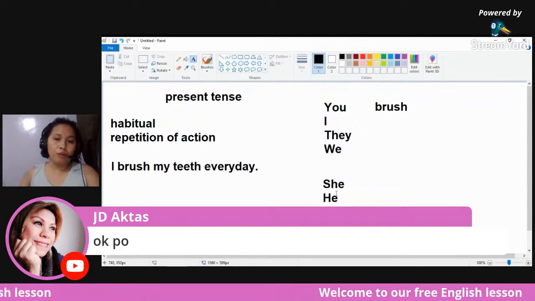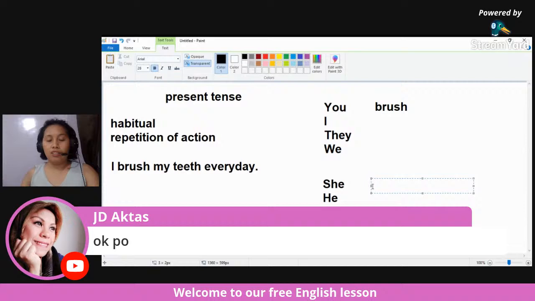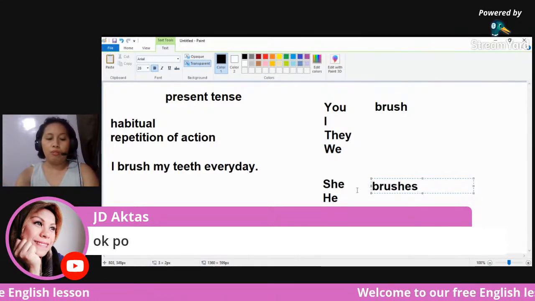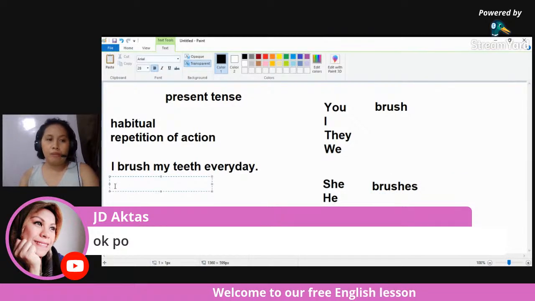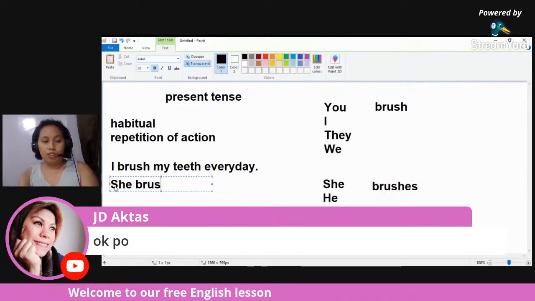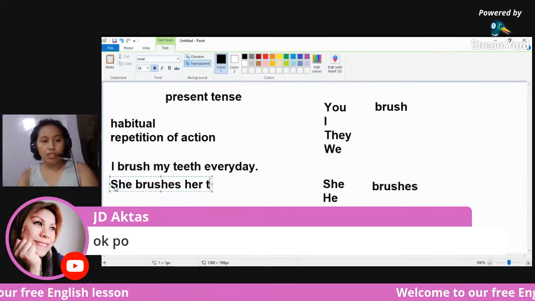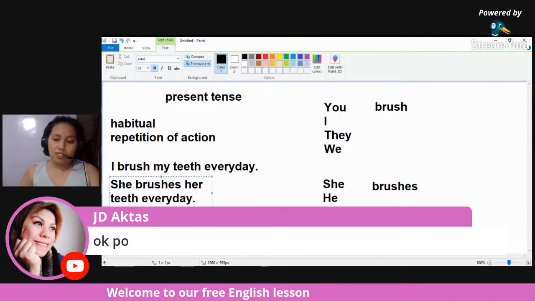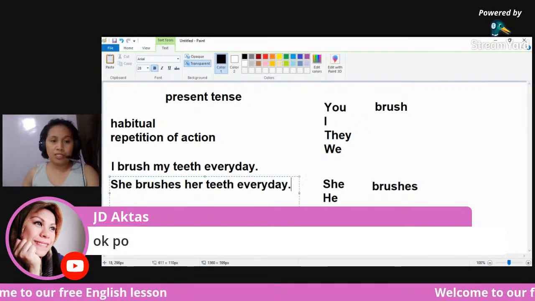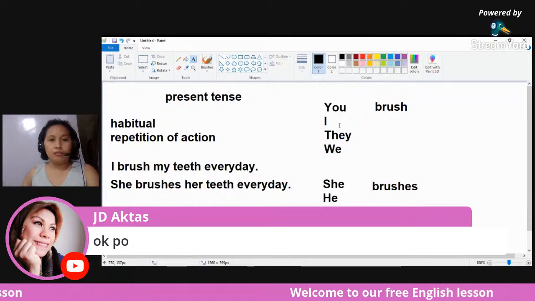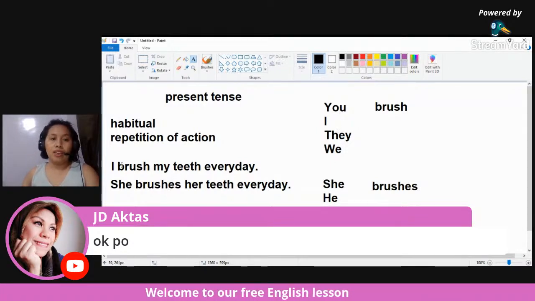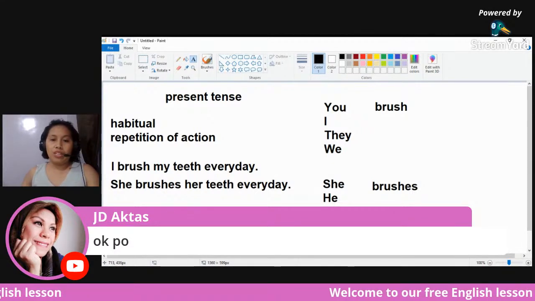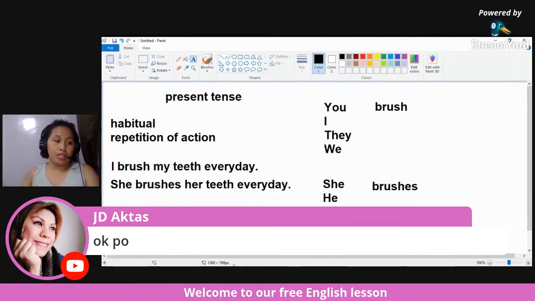Okay, and then let's go for she, he, and it. For he, she, and it, guys, instead of brush, we use brushes. So example, she brushes her teeth every day. So this is how we do this, guys. Okay, so for I, we, you, they, the verb doesn't have an S or ES, but for he, she, it, there's an S or ES.